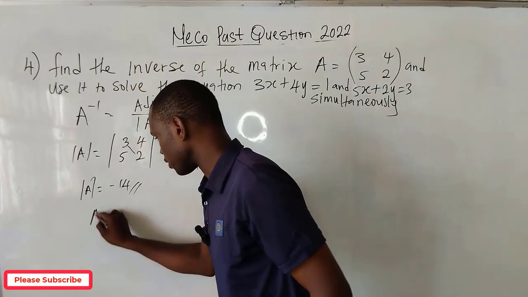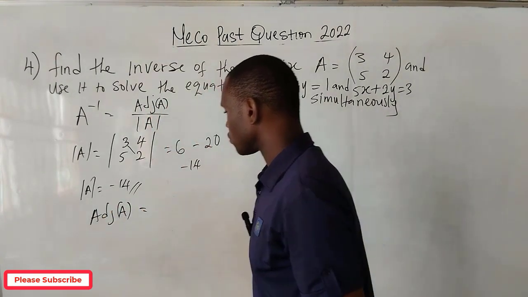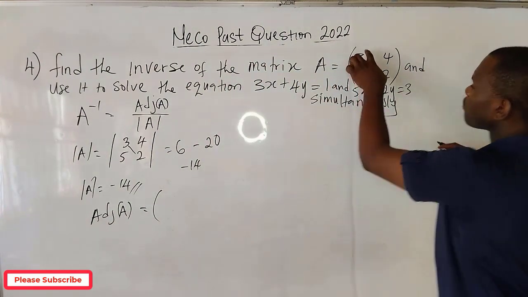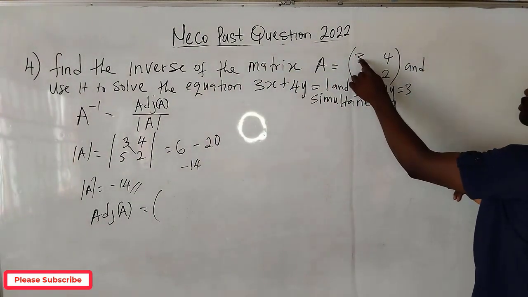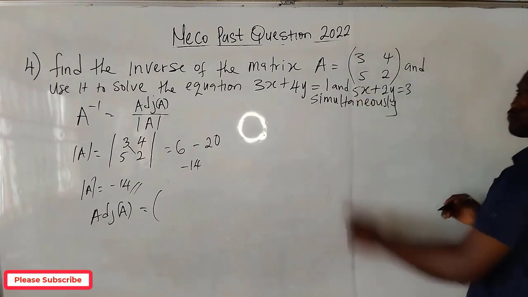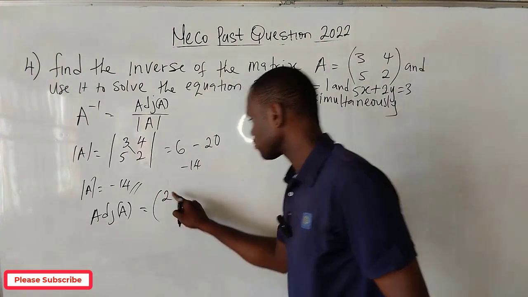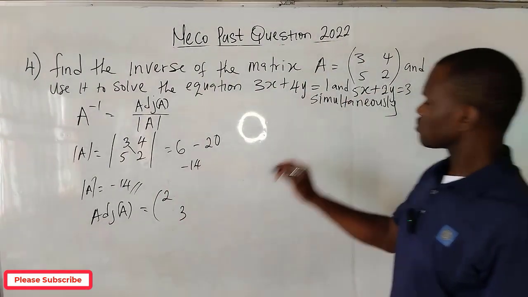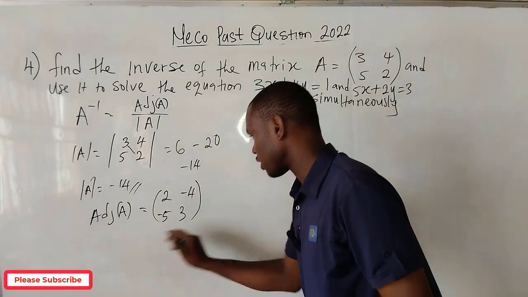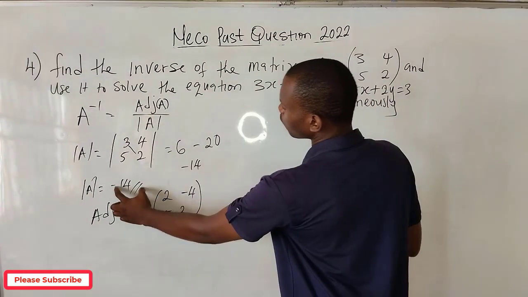To solve the adjoint of A, we rearrange the elements of the matrix, 3 and 2 interchange. Then take the additive inverse of 5 and 4. To do this, I'll have 2 and 3. 2 and 3 have interchanged. Then the additive inverse of 4 is minus 4, minus 5. This is the adjoint. So put this as a fraction of 14.